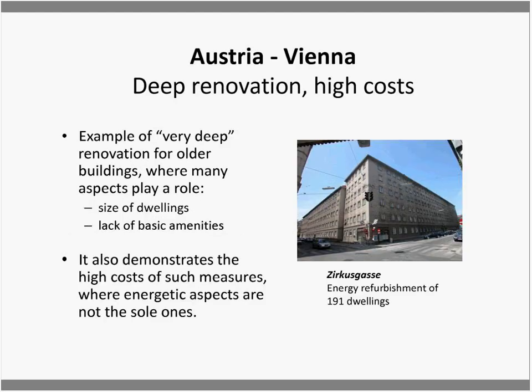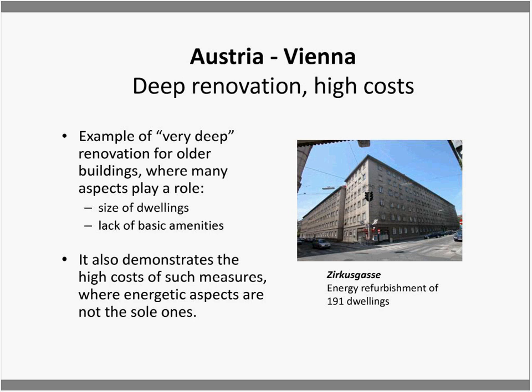Then we looked at another example from Austria. Austria is the country with one of the highest amounts of limited profit cooperative housing and public housing. So in the city of Vienna itself, there is about 70% limited profit and so strong political support.